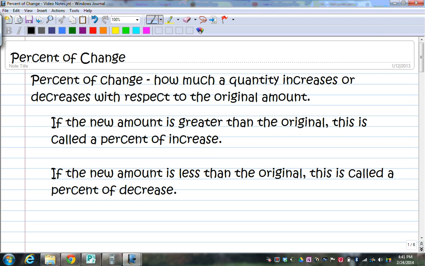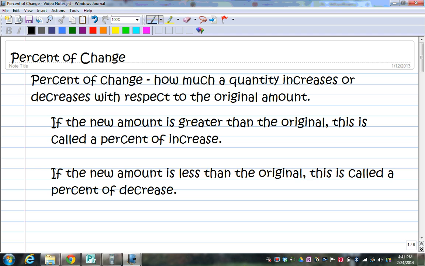Hello everybody. This video will cover percent of change. Percent of change is when you have something and then later on you have a different amount of it. How much, or by what percent, did it increase or decrease? That's what the percent of change is.